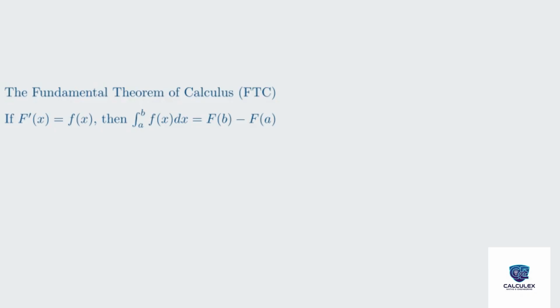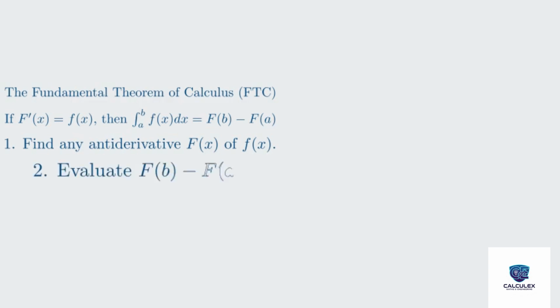Let's break this down. The process is incredibly straightforward. First, find any antiderivative of your function f of x. Let's call it F of x. You can use all the rules and techniques we've discussed so far. A key point: for definite integrals, we don't need to write the plus c. It would cancel out anyway. Second, we use a new notation with a bracket to show we are evaluating F of x at the upper limit b and the lower limit a. This just means F of b minus F of a.